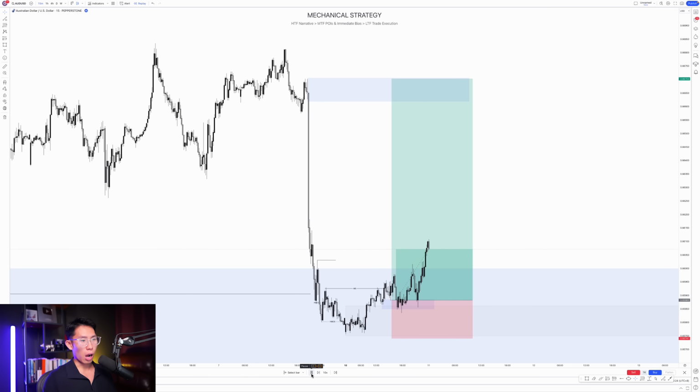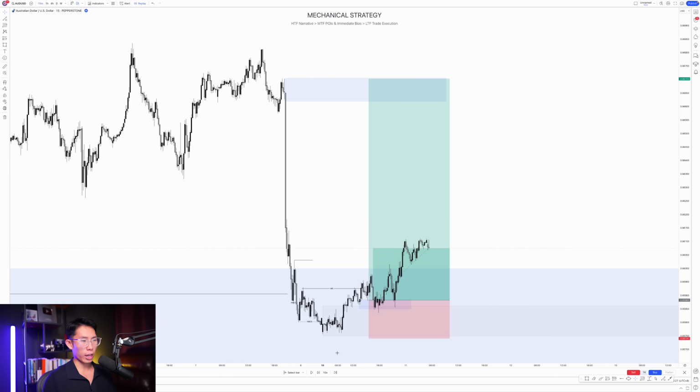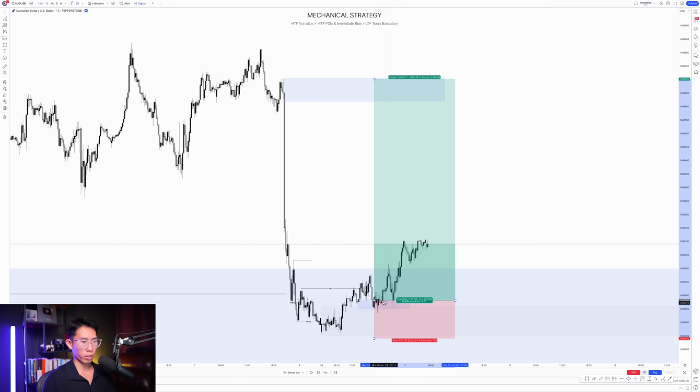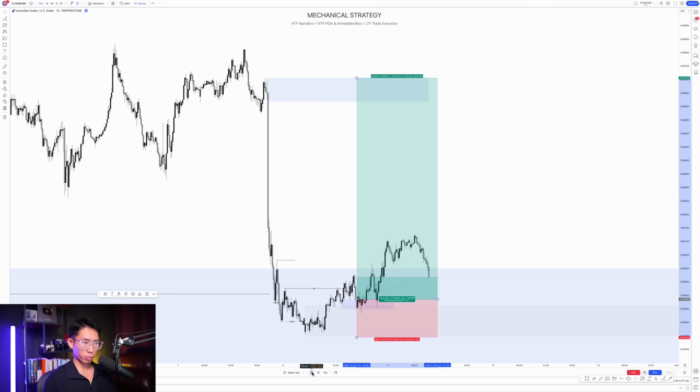You can see price actually came down into this area here. I'm pretty sure I entered somewhere right around here. Can't really remember when. Somewhere right around here or here, where price mitigated our flip zone, and that is when my trade started going in profit.